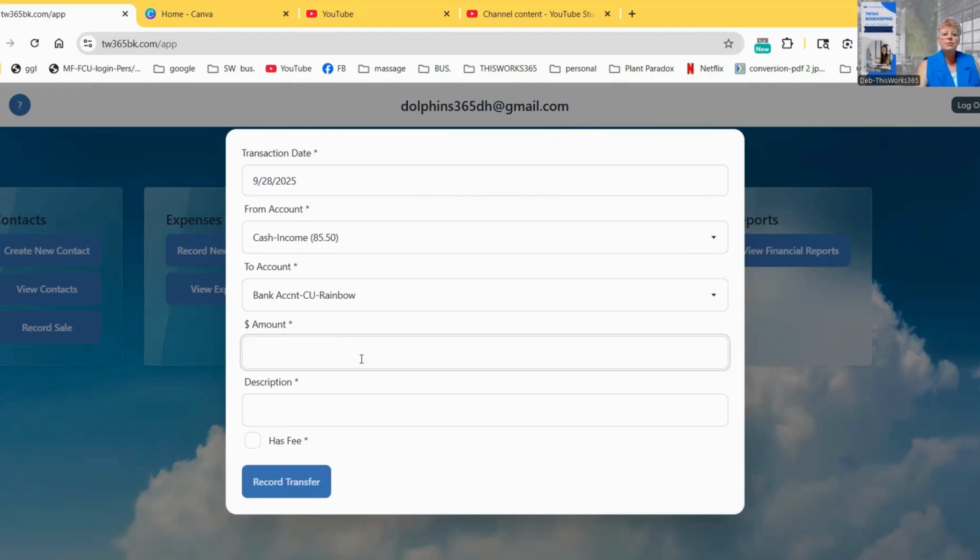I would add up my cash and make sure that it matches this dollar value. And if it doesn't, I have to double check. But that's all part of the background business. So anyway, 8550 is what we are going to transfer, or deposit, from the cash income account into my actual bank account, which means after I do this, I have to go physically to the bank with my cash in hand and put it in there. So I'm going to call this a cash deposit.